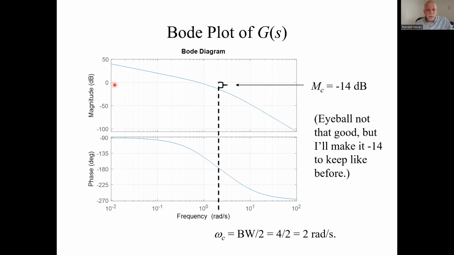What's this gap from 0 to where that blue line crosses omega equals 2? This gap, which by eyeball would be about here. What is that in dB? Eyeball's not that good, it's probably somewhere between 10 and 15, 10 and 20. If we make it 14 dB, then it will match what we did before. So I'll say it's 14 dB.